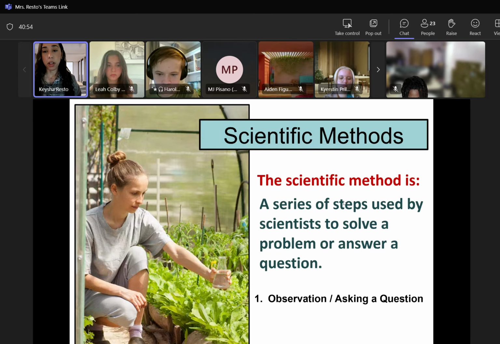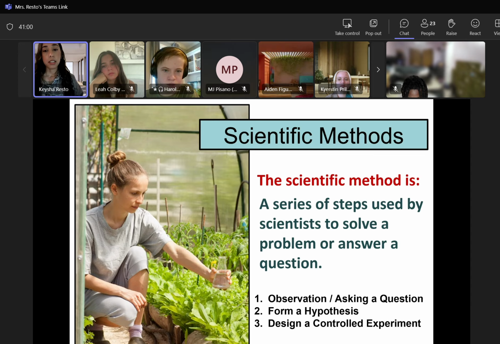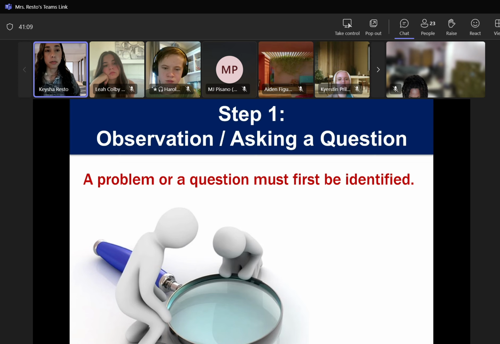So we have the observation number one. You ask something based on what we see. Then we form our hypotheses. Then we design a control experiment. Record and analyze your results. You draw conclusions based on what you see, and then you publish.